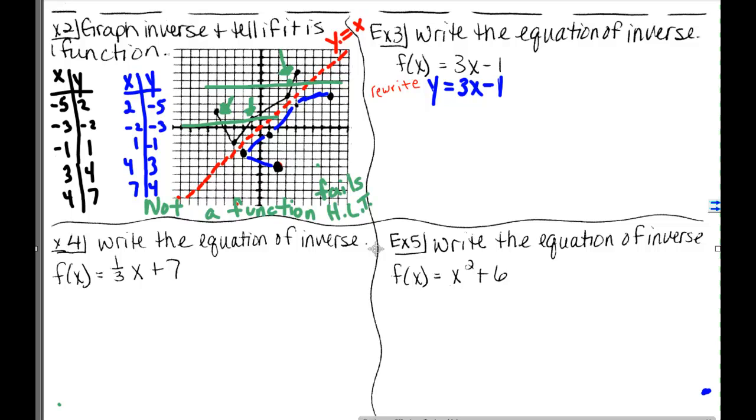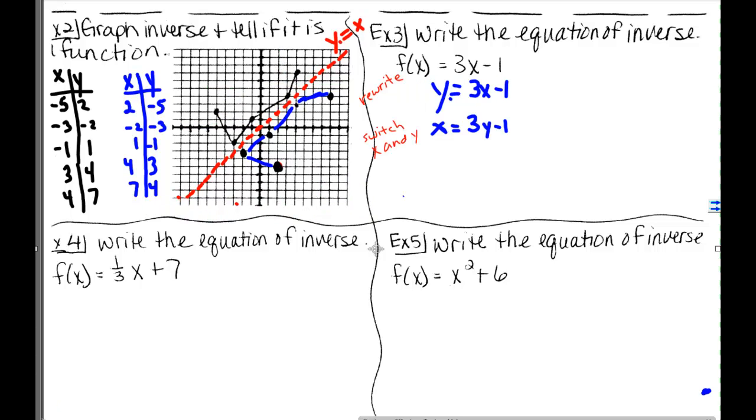Look at example 3. Write the equation of the inverse. First thing we need to do is rewrite the equation. Y equals 3x minus 1. Now we can switch the x and y values. X equals 3y minus 1.